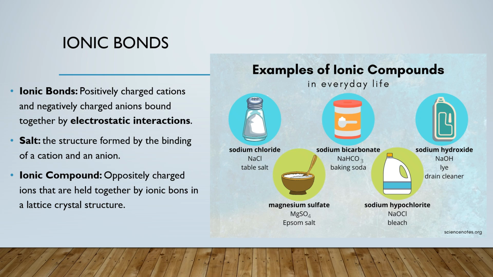An ionic compound is a substance made up of oppositely charged ions. These ions are held together in a lattice crystal structure by ionic bonds. The lattice arrangement maximizes attraction between oppositely charged ions and stabilizes the compound.